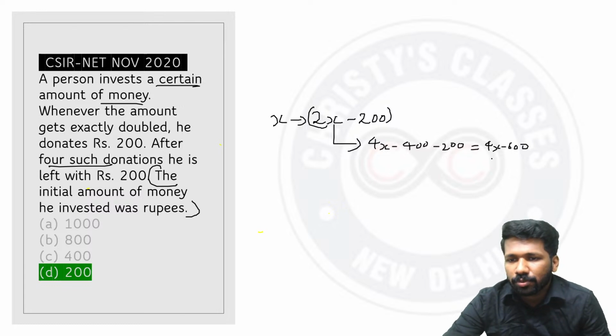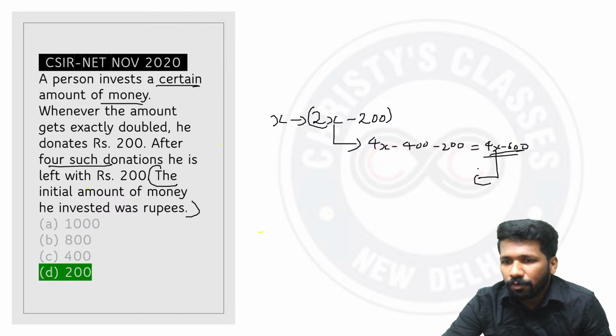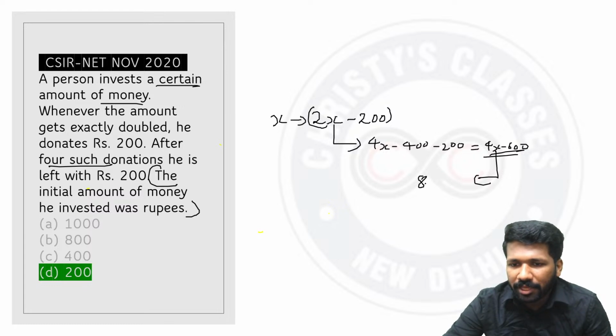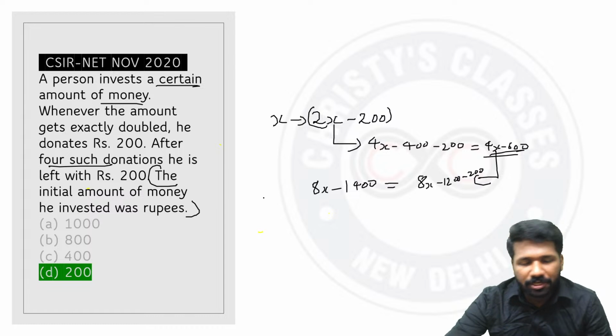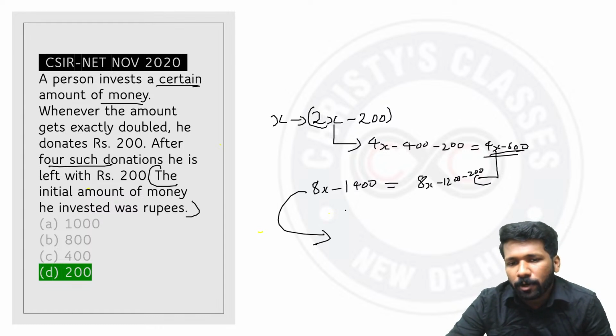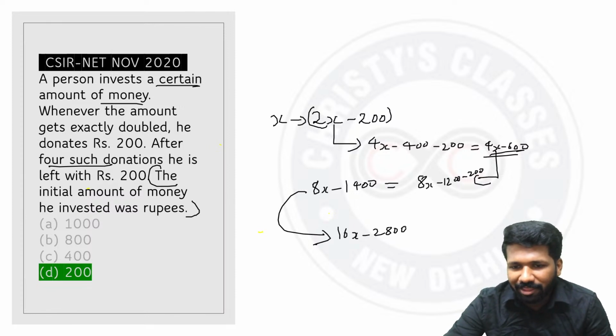Minus 400 minus 200. Now the third donation means after doubling this money only he will donate. 4x minus 600 doubled will be 8x minus 1200. Then he will donate 200 rupees. That means 8x minus 1400. This is the third donation. Now the fourth donation will be what? First doubling 8x minus 1400, that is 16x minus 2800. Then he will donate 200 rupees. That is 16x minus 3000.